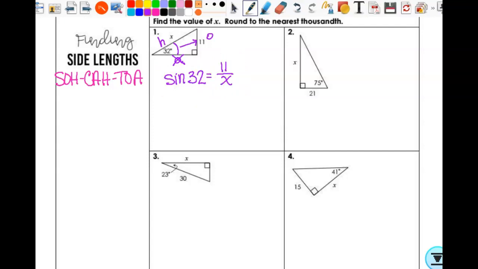Does it make sense to multiply both sides by 11? No. I would multiply both sides by what? X, because it's in the denominator. So I'm going to have x times the sine of 32 equals 11. Now I need to get x by itself. X is being multiplied by the sine of 32, which is a value. So to get it by itself, I just divide both sides by the sine of 32, and I get x equals 11 divided by the sine of 32. Don't push buttons yet, because I want to show you something else.